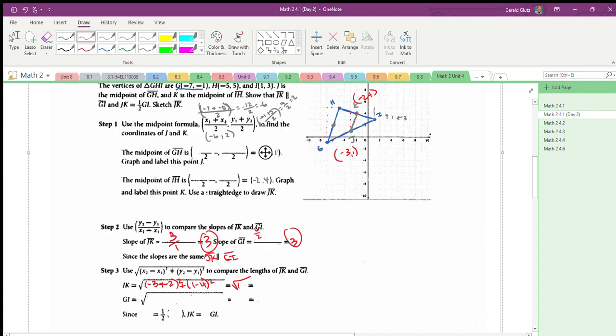Plus 1 minus 4 is -3. -3 squared is 9, +9. So that'd be the square root of 10.